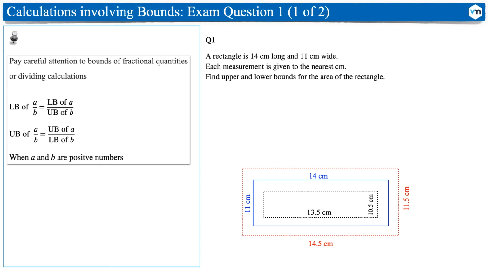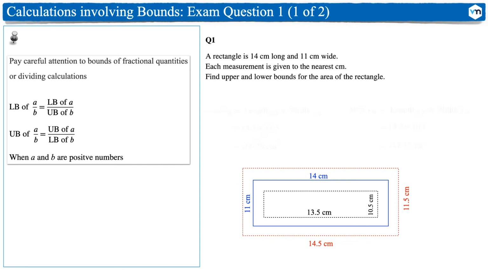The solid blue rectangle is 11 centimetres by 14 centimetres, and inside it the dotted black rectangle measures 10.5 centimetres by 13.5 centimetres, and actually surrounding both of these rectangles is the red dotted rectangle, which measures 11.5 centimetres by 14.5 centimetres. These would represent the original rectangle, but remember its measurements are only given to the nearest centimetre, so we have a lower bound rectangle and an upper bound rectangle.